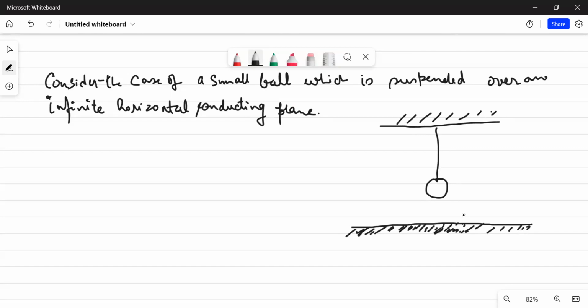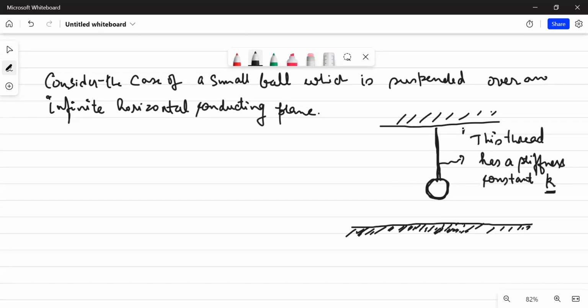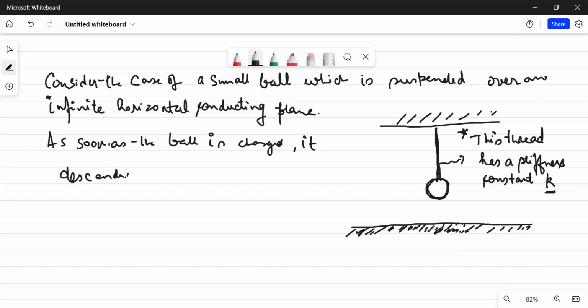Okay, and now what one can do is let us say that this thread, by means of which it is suspended, has a stiffness constant K. So let us say that this thread has a stiffness constant K. Now, as soon as the ball is charged, so let's say initially it was uncharged, and as soon as it is charged, it is descended by x centimeters or x units, you can say. It is descended by x units.